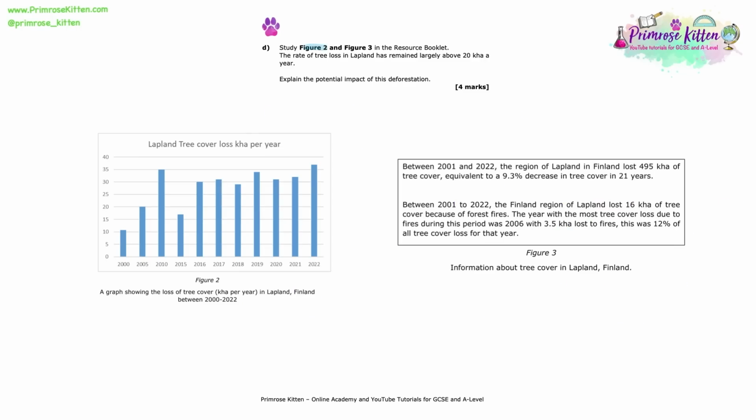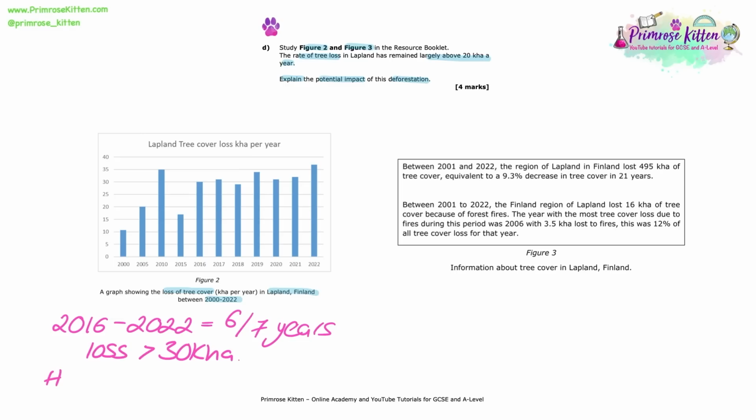Part D. Study Figure 2 and Figure 3 in the resource booklet. The rate of tree loss in Lapland has remained largely above 20 kilohectares a year. Explain the potential impact of this deforestation for 4 marks. Figure 2 is a graph showing the loss of tree cover in Lapland in Finland between 2000 and 2022. From this graph, we can observe that in the 7 years between 2016 and 2022, for 6 of those, the tree loss exceeded 30 kilohectares. This was highest in 2022, where tree loss exceeded 35 kilohectares.